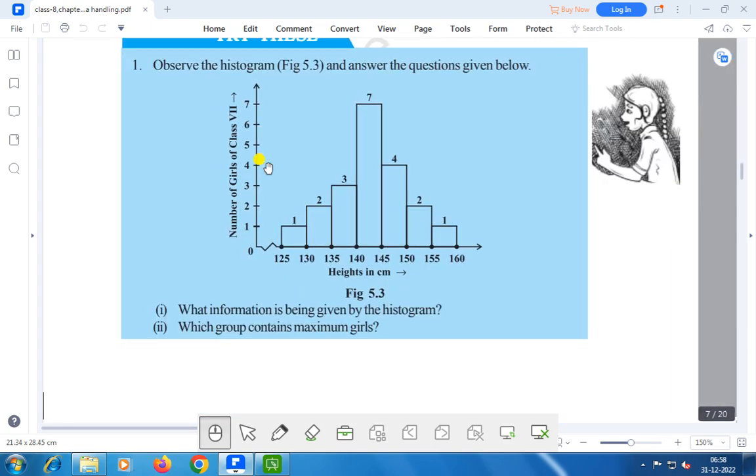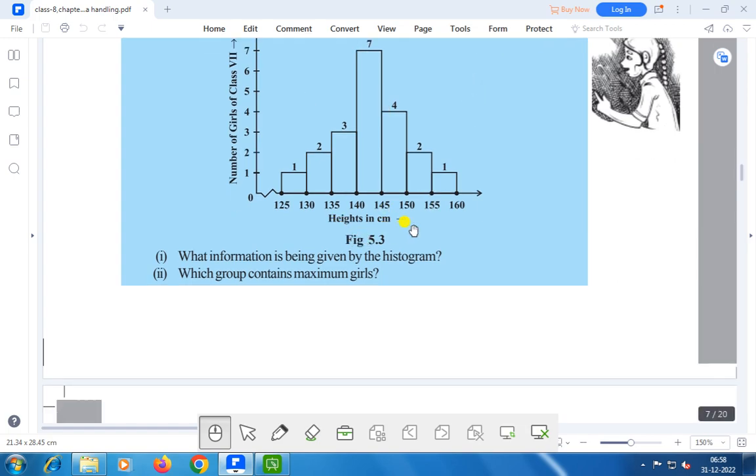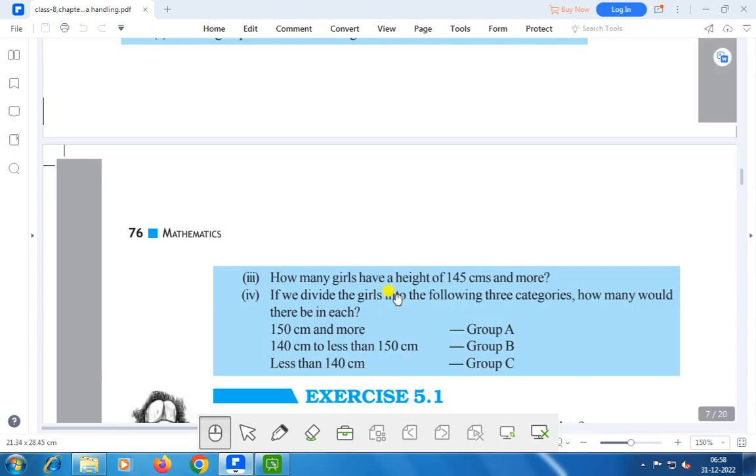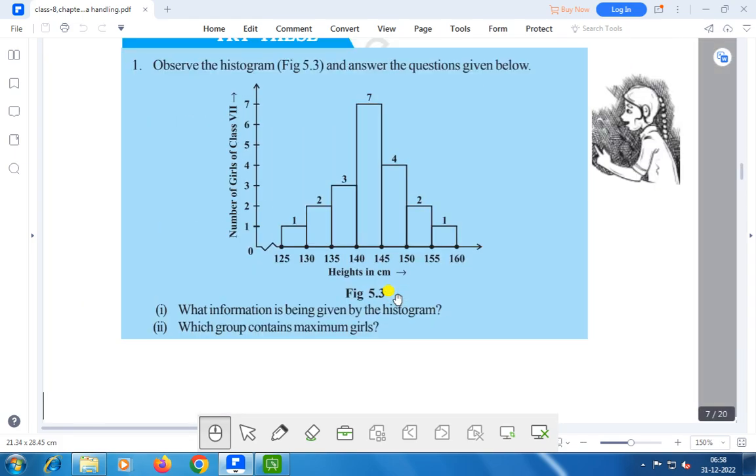Now observe this histogram and answer the questions given below. This is also a histogram, showing heights in centimeters and number of girls of class 7. What information is being given by the histogram? Which group contains the maximum girls? How many girls have a height of 145 centimeters or more? If we divide the girls into the following 3 categories, how many would there be in each? Group A is 150 centimeters and more, group B is 140 centimeters to less than 150 centimeters, and group C is less than 140 centimeters. In this way, you have to make the different histograms.